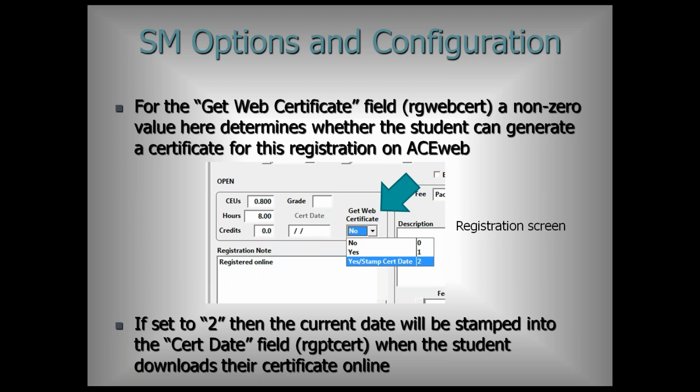Right now, it just has 3 basic settings: no, yes, and then yes stamp cert date. So that final one, if you put a value of 2 there, it's going to put the current date into that cert date field whenever that student goes online and prints or downloads that certificate. So that can be useful if you're checking up and seeing whether someone has got the certificate. Maybe then at that point you want to disable the ability for them to print it again. That's just one of those options.